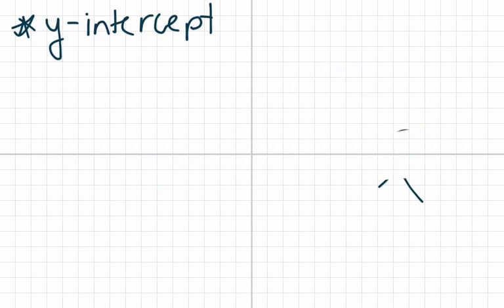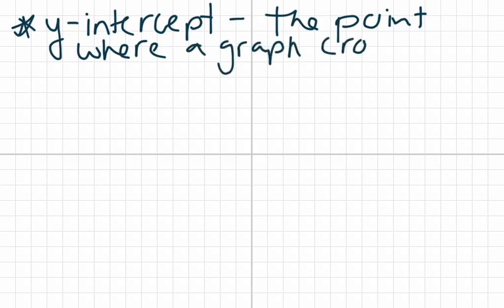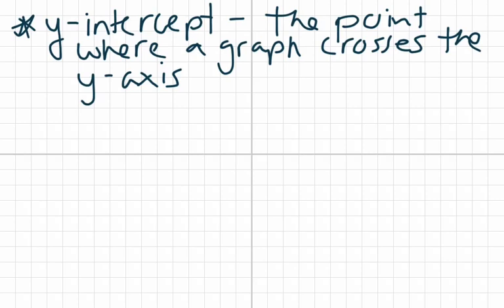And so the y-intercept is defined as the point. It is a point. The point where a graph crosses the y-axis. Okay, copy that down, even if you just don't feel like it. The y-intercept is the point where a graph crosses the y-axis.